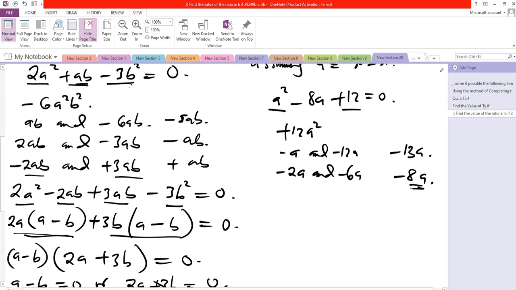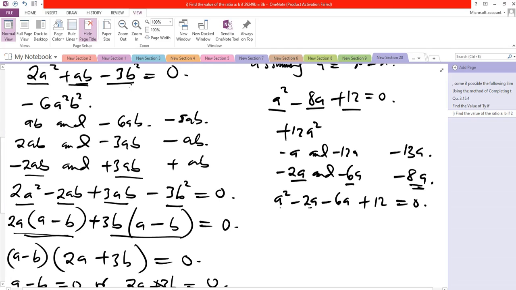So this solves the problem. These two factors are the factors of plus 12a squared that when you sum them will give you minus 8a. So we're going to use this minus 2a and minus 6a to replace this minus 8a. So let's do that. So a squared minus 2a minus 6a plus 12 is equal to 0.